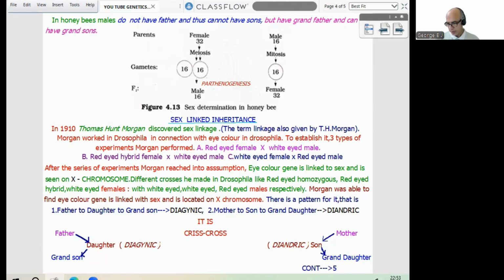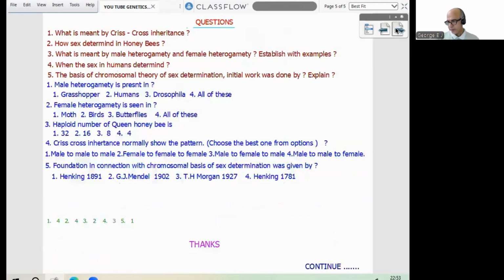That is, here you can find father to daughter to grandson. That inheritance is called diagyny. Second is mother to son to granddaughter, that is diandry. And this type of cross, that is like a set, is called crisscross inheritance. Father, daughter, grandson, diagynic. Mother, son, granddaughter, diandry. So crisscross inheritance. I think it is clear. We can proceed to the next page.